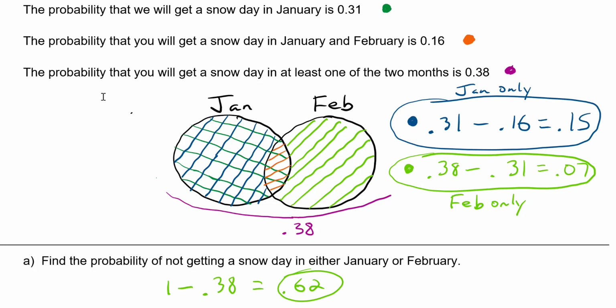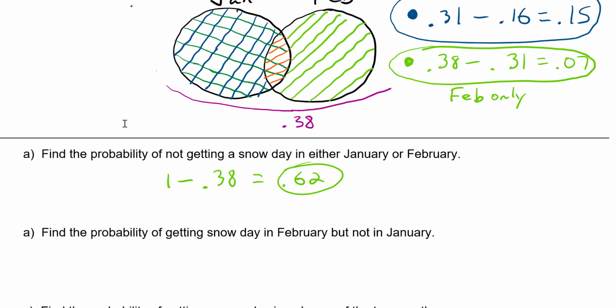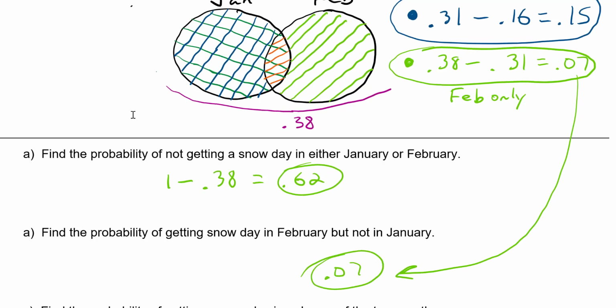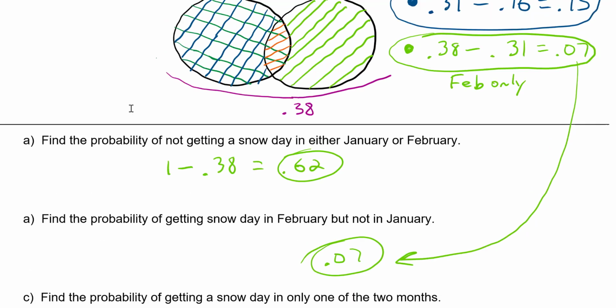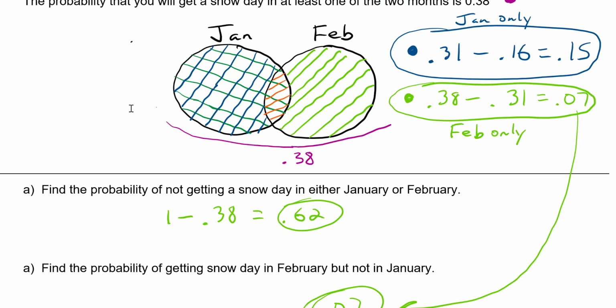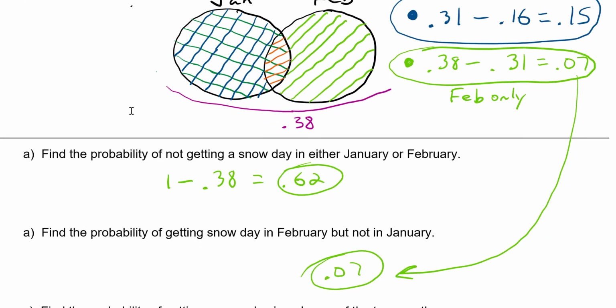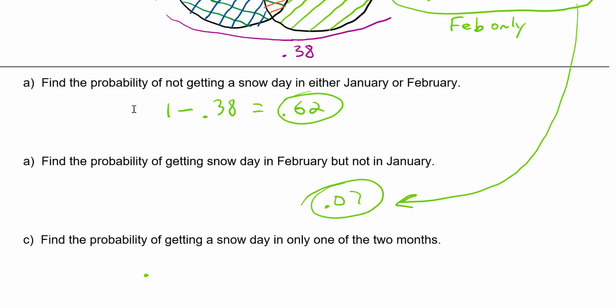Okay. The next one says find the probability of getting a snow day in February, but not in January. Oh, we already figured that out. There it is, February. So it's 0.07. Perfect. Okay, and then the last one, it says find the probability of getting a snow day in only one of the 2 months. Well, that means in only January or only February, and we have them both there. And remember, or means add. So January plus February. So 0.15 plus 0.07, which gives us 0.22.